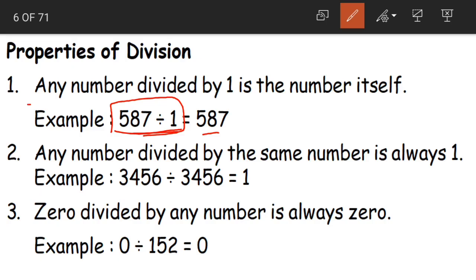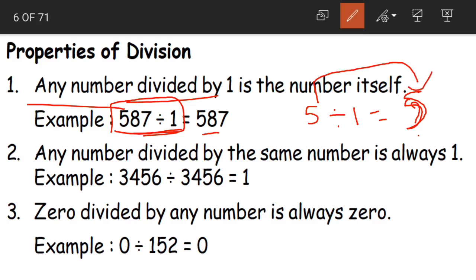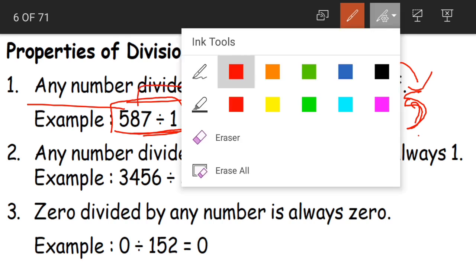Children, suppose such a question is given in the exam, 587 divided by 1 is equal to dash, and you do not remember this property, that any number divided by 1 is the number itself. What to do? You take a smaller number, say 5. 5 divided by 1 is equal to how much? It is 5 only. So what can we understand from there? That when we divide a number by 1, the answer will be the number itself. So here the answer will be 587 only.